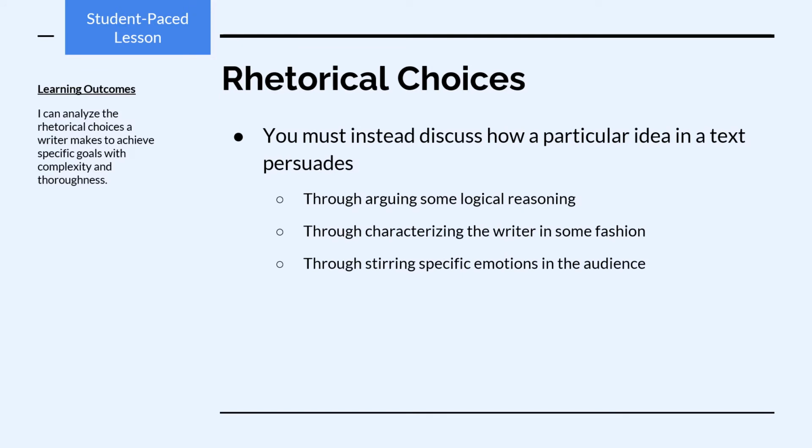Instead of using those terms, you must discuss how a particular idea in a text persuades, whether it's through arguing some logical reasoning, through characterizing the writer in some fashion, or through stirring specific emotions in the audience. Use phrasing like this in place of the terms ethos, logos, and pathos.